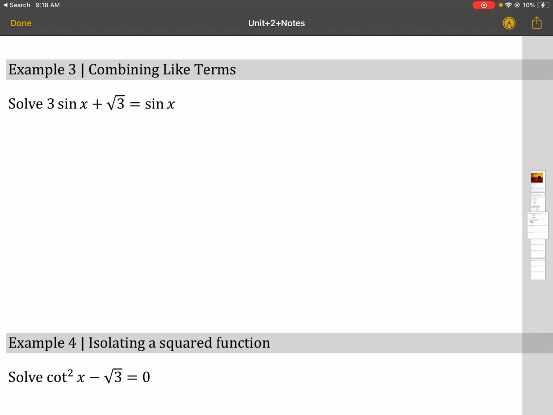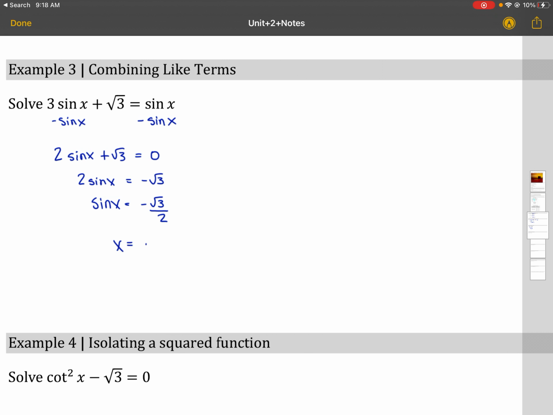So in this case, we're going to combine like terms. So that means we can subtract a sine x from both sides, and we would get 2 sine x plus the square root of 3 equals 0. And that would mean that 2 sine x equals negative square root 3. So sine x is going to equal negative square root 3 divided by 2.